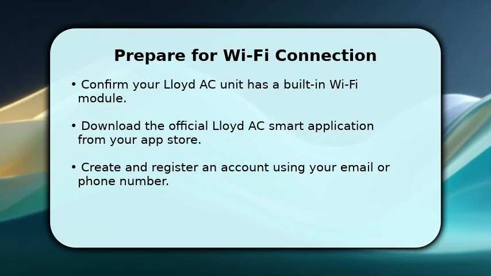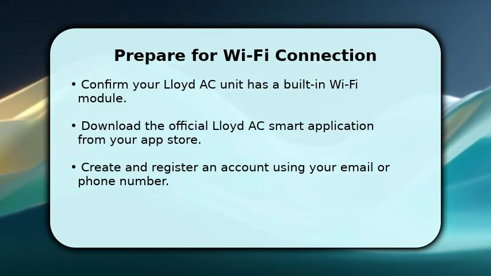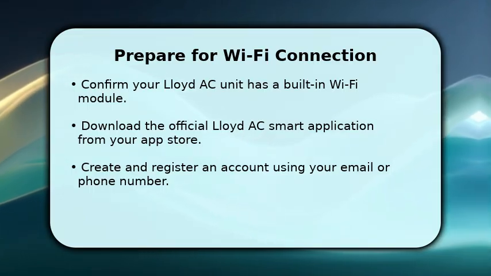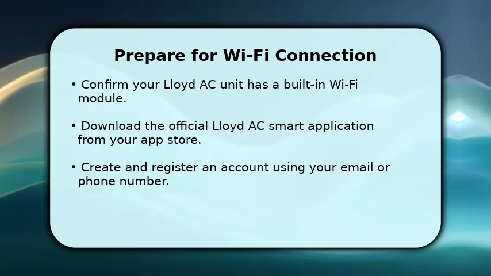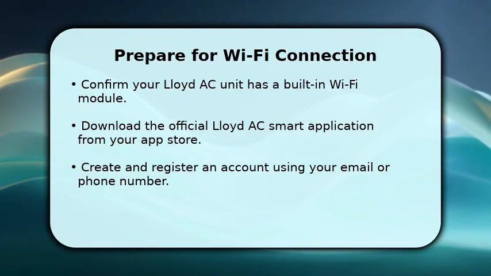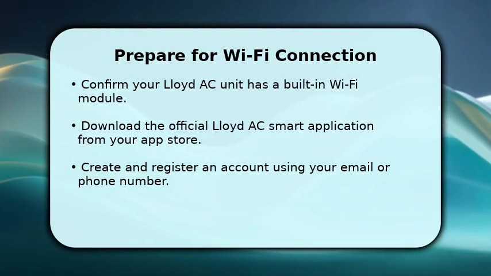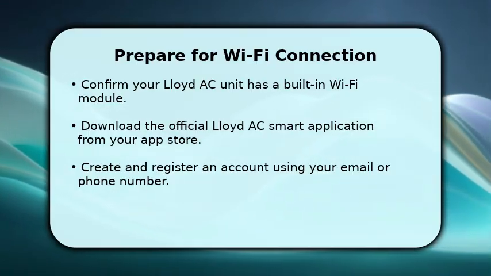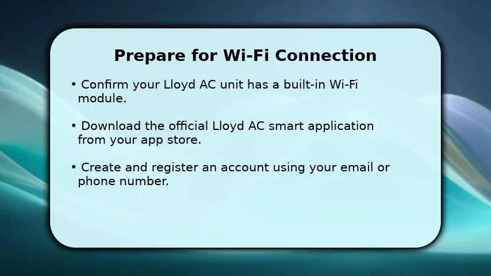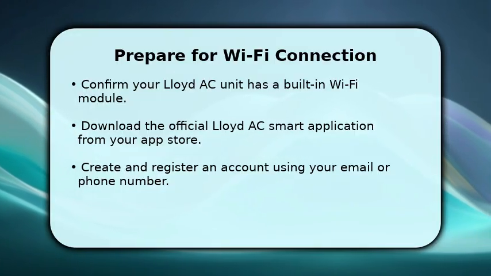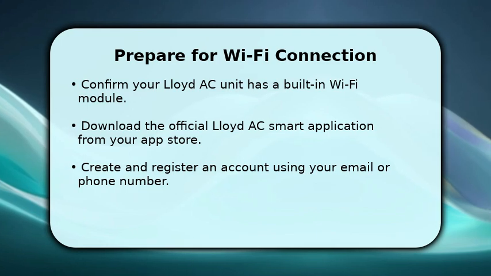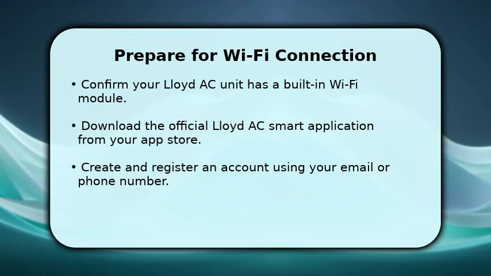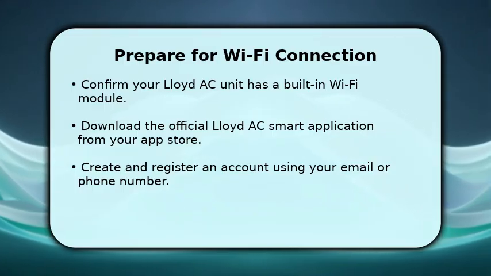Before connecting, first ensure your Lloyd air conditioner model supports Wi-Fi functionality and has the module installed. Next, head to your smartphone's App Store, whether it is the Apple App Store or Google Play Store, and search for the official Lloyd AC Smart application. Download and install it. Once installed, open the application and follow the prompts to create a new user account. You will typically register using your email address or a valid phone number, setting up your profile for smart control.